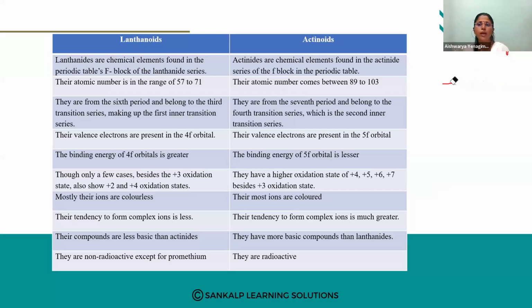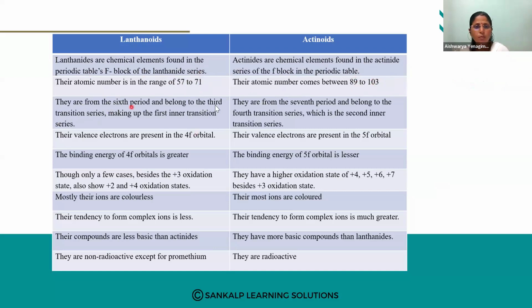Now when we talk about lanthanides and actinides together, we have something here. Lanthanides are chemical elements found in the periodic table, F block, of the lanthanide series. Actinides are chemical elements found in the actinide series of F block. Actually the lanthanides are 58 to 71, 14 elements, 57 is lanthanum; 89 is actinium, and actinides are 90 to 103.